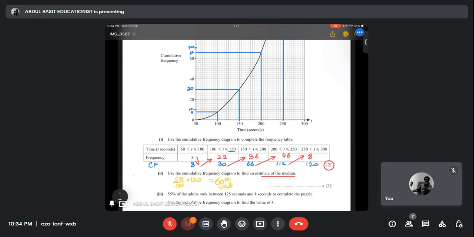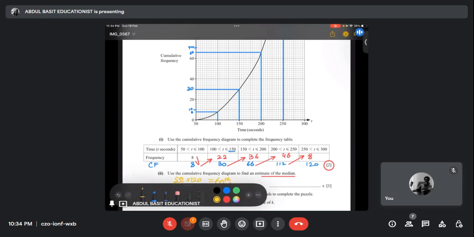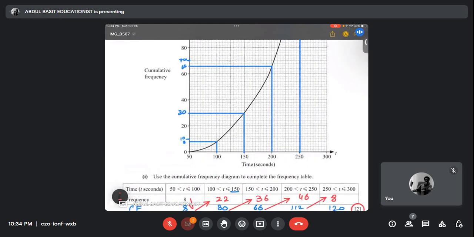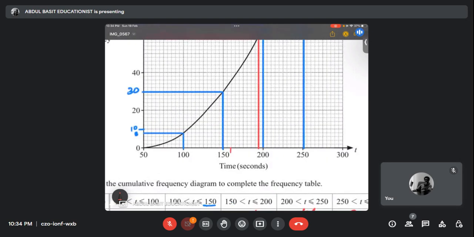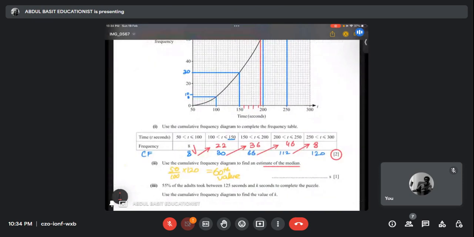Right, Kashif? Yes, sir. The 60th value on the graph, we have to hit the 60th value. So this is the 60th value. When such a question comes, erase the old lines, okay? So 150, 160, 170, 180, 190, 195 is the median. Yes or no? Yes, sir.